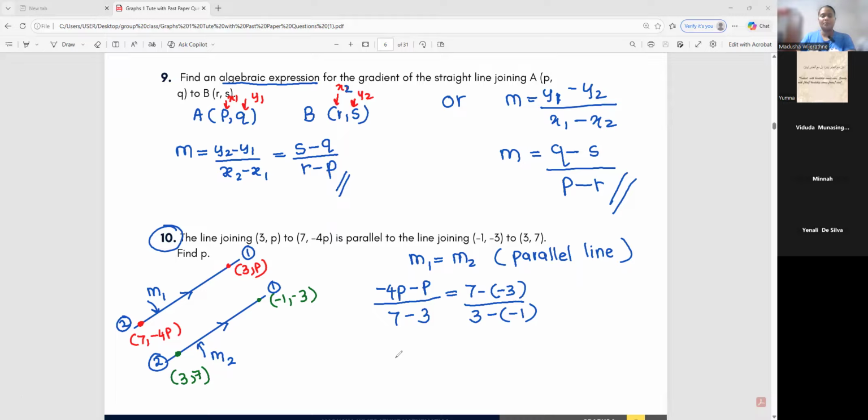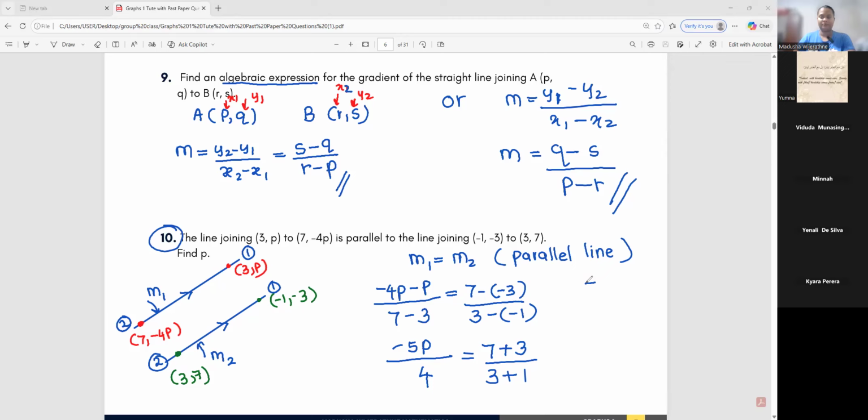Simplify this one. Minus 4P minus P is minus 5P. 7 minus 3 is 4. Then 7 minus times minus is plus 3. 3 minus times minus is plus. Minus 5P over 4 equal 10 over 4.